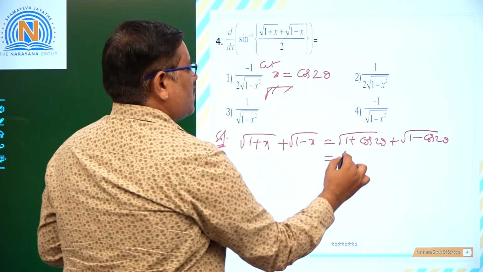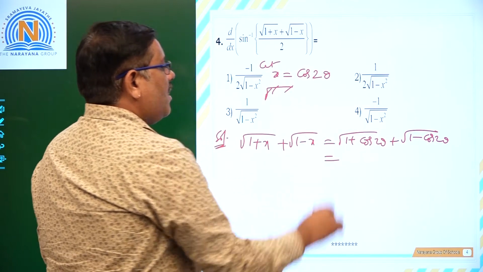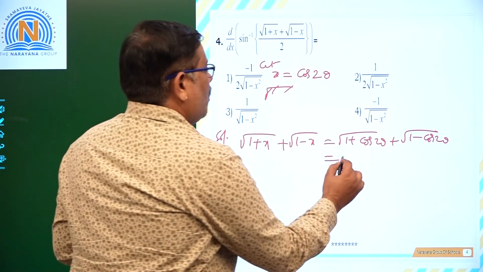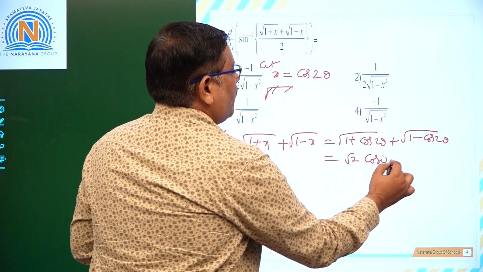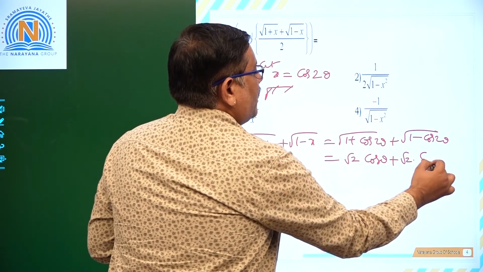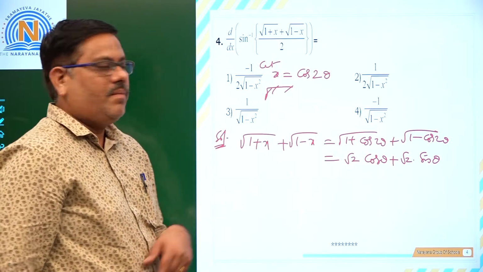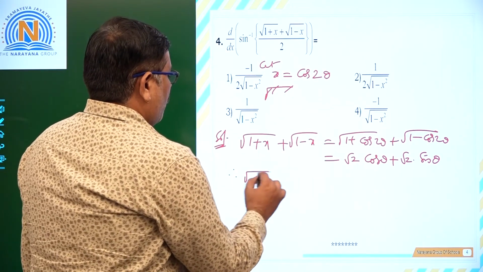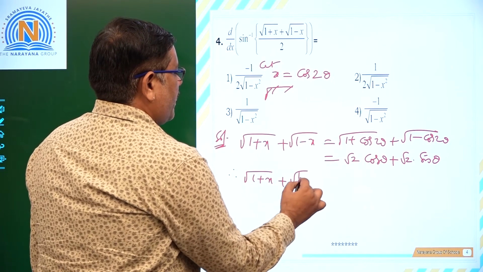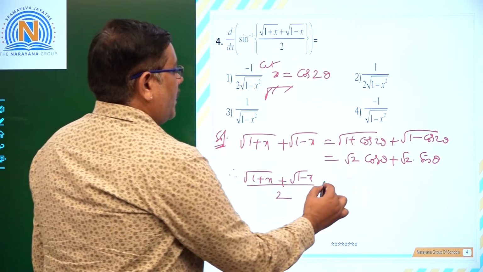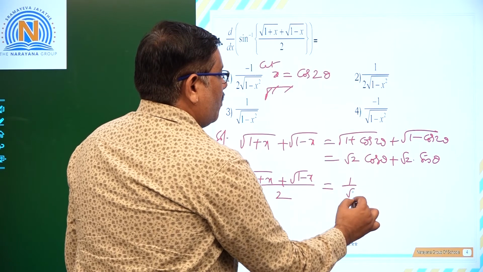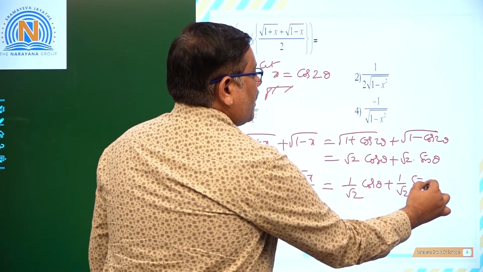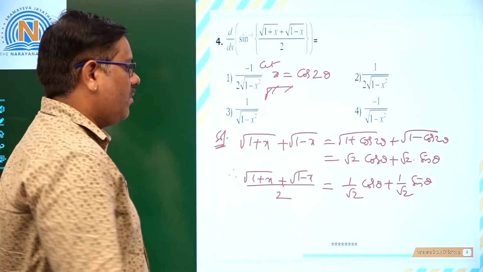Root over 1 plus cos 2 theta: 1 plus cos 2 theta is 2 cos square theta, and root means we get root 2 into cos theta. Here we get root 2 into sin theta according to multiple and submultiple angles. This is about root 1 plus x and root 1 minus x. Therefore, root 1 plus x plus root 1 minus x by 2 is going to be 1 by root 2 cos theta plus 1 by root 2 sin theta.